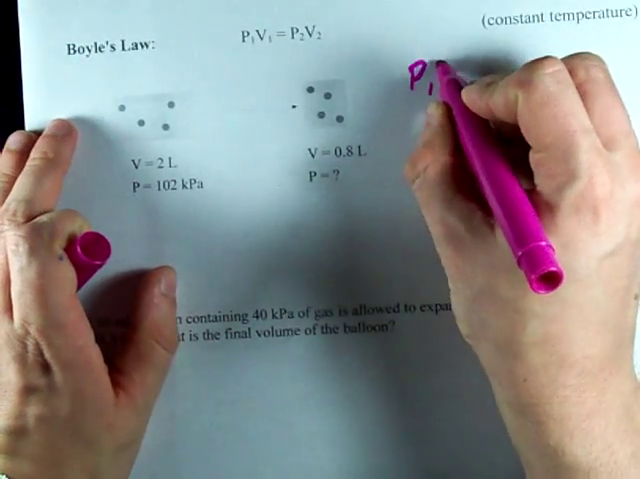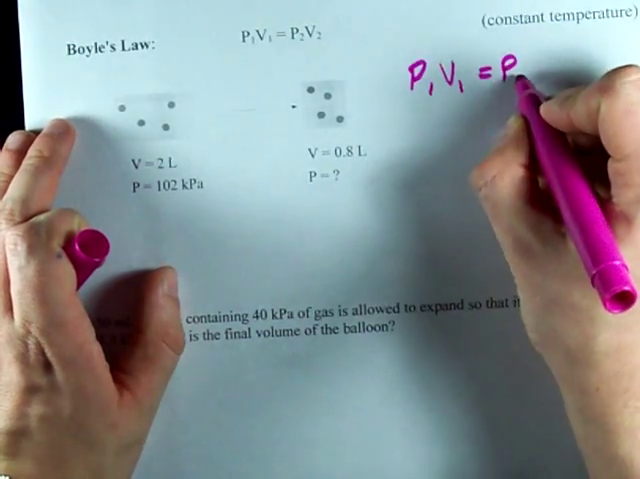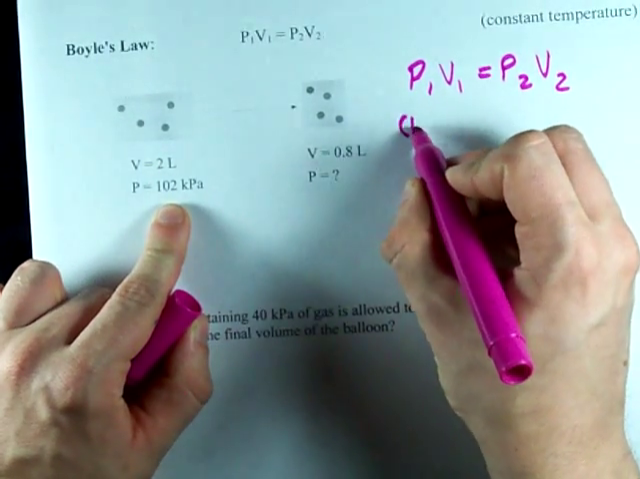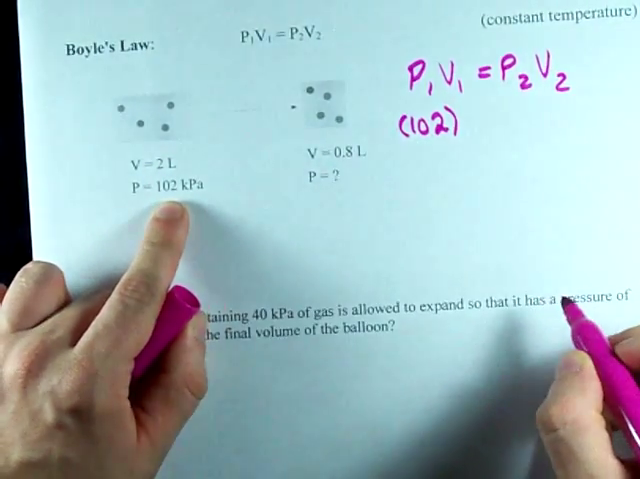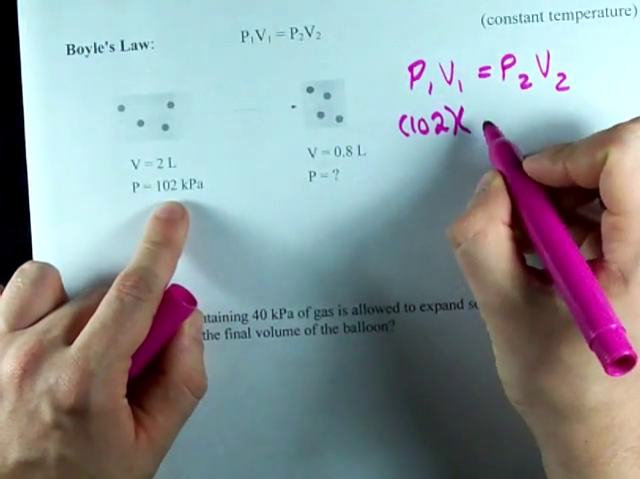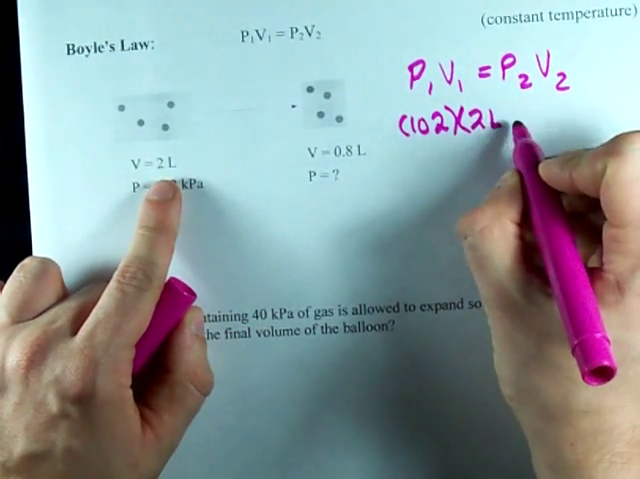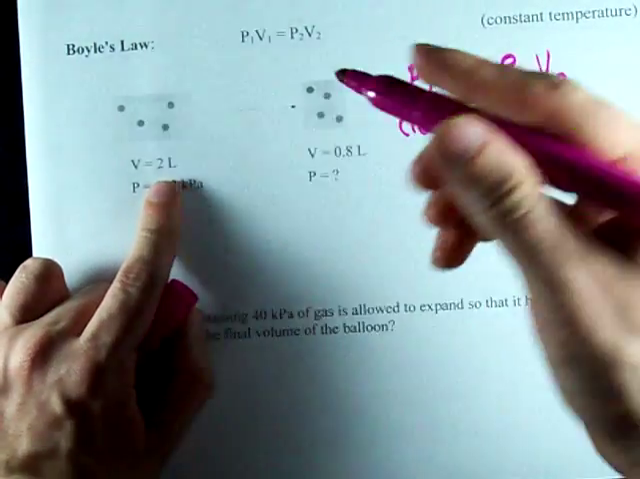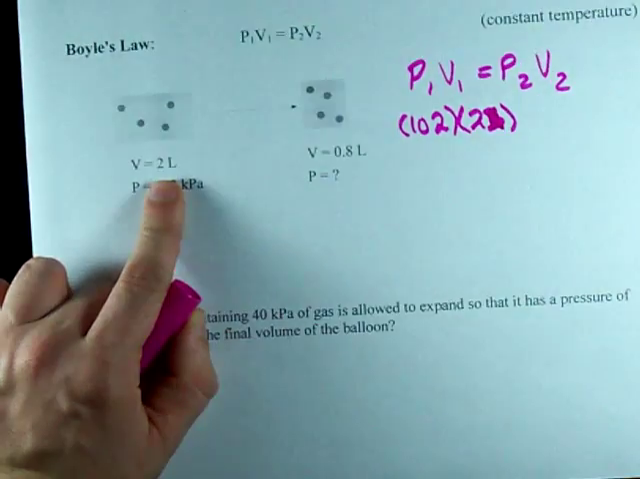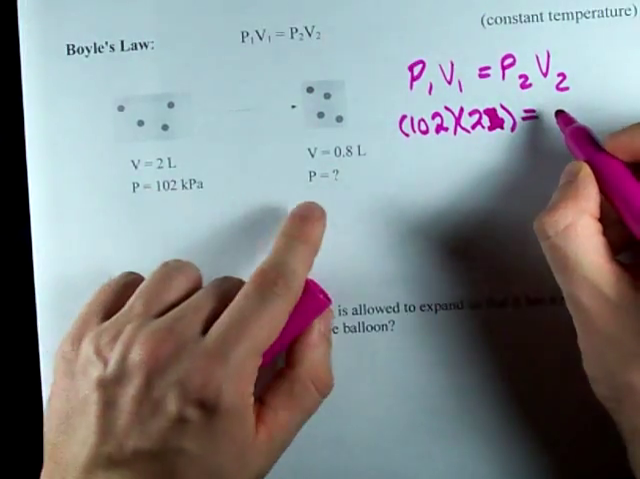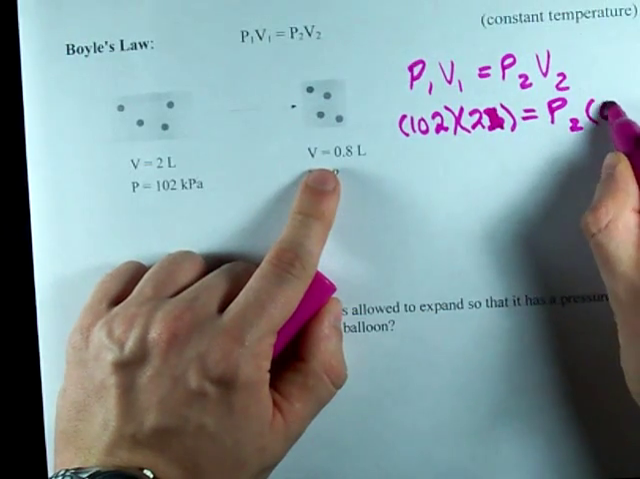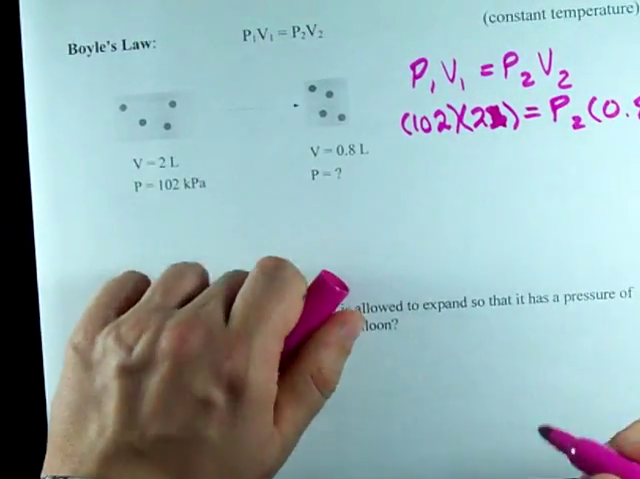Well, the answer is Boyle's law, P1V1 equals P2V2. My initial pressure was 102 kilopascals. My initial volume was 2 liters. I'm not going to bother showing my units, as long as you use the same units on both sides, they cancel out anyways. My new pressure is what I don't know, and my new volume is 0.8.